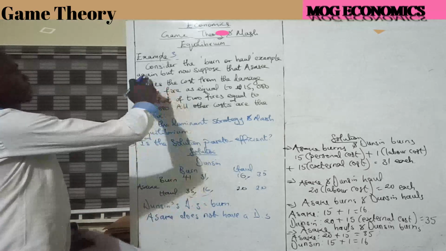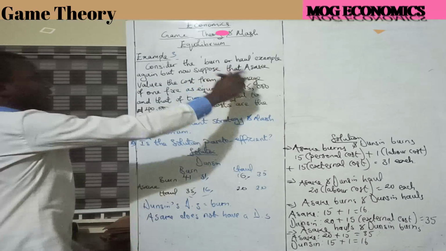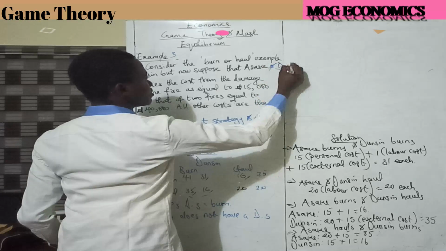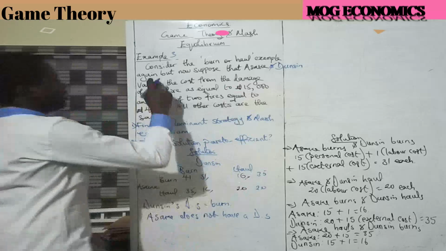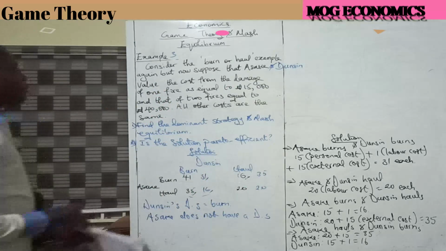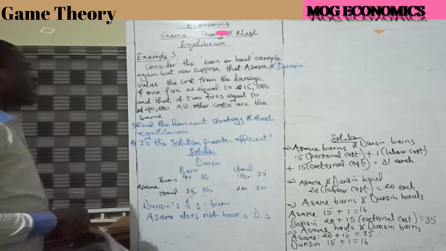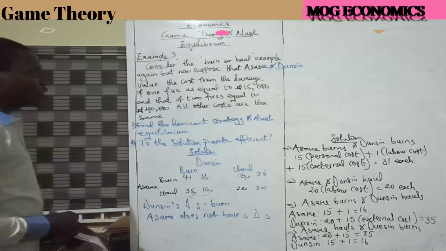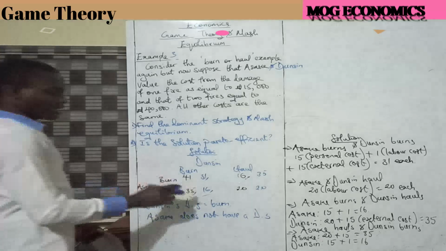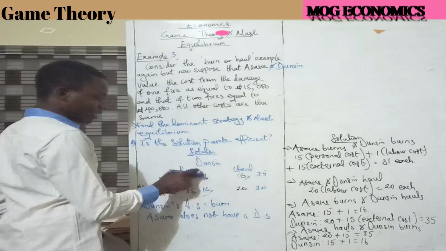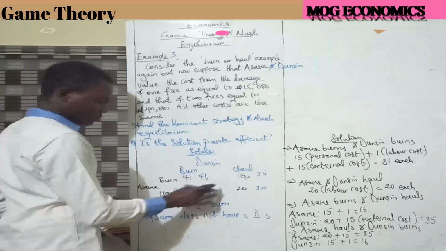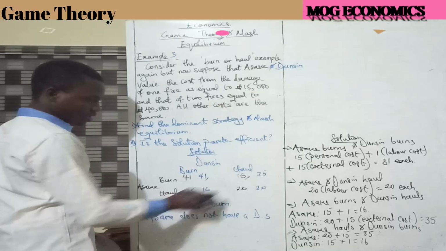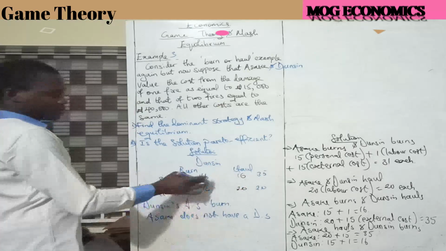Now suppose that Ashake and Dunsin value the cost from the damage of one fire as 15,000 and that of two fires equal to 40,000. So all of those costs are the same. So in this case, what are you going to have? The only thing that changes is that for Dunsin, this will also be 41. So we want to see what our dominant strategies are going to be. So that's the only thing that changes. This would also be 41.